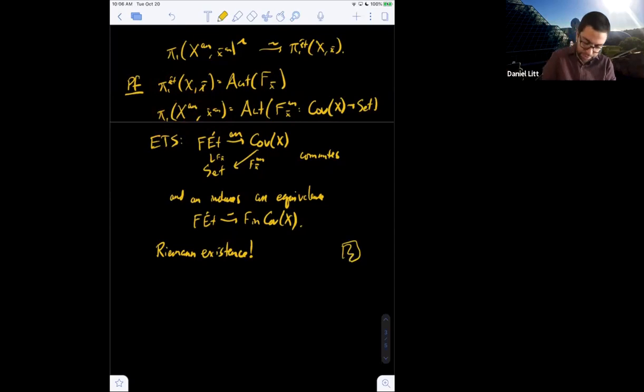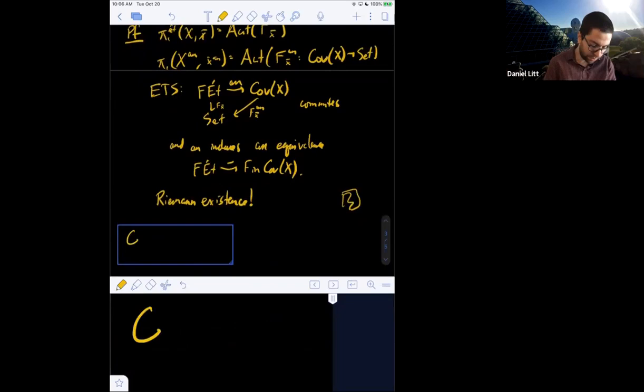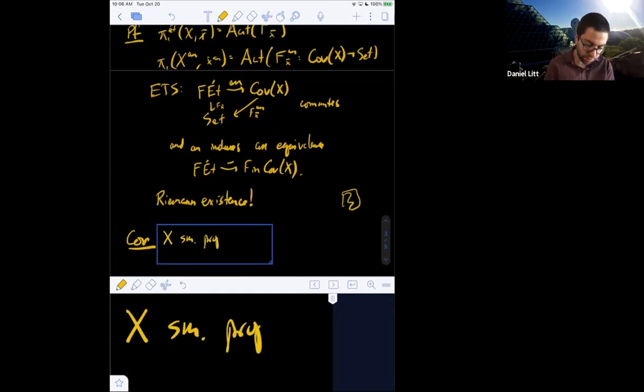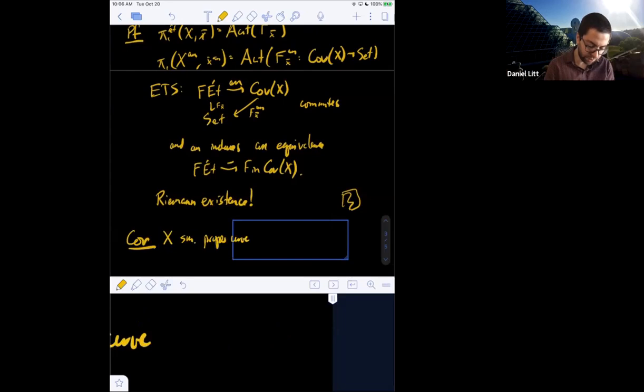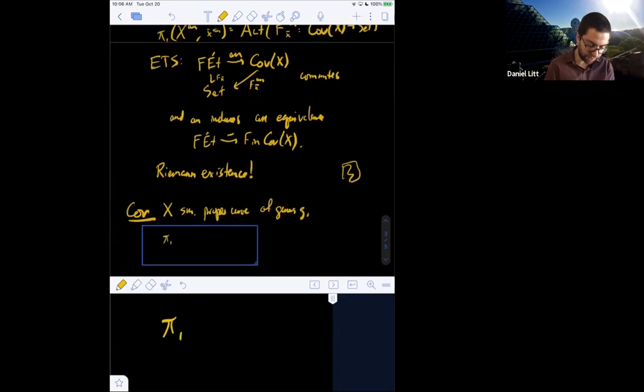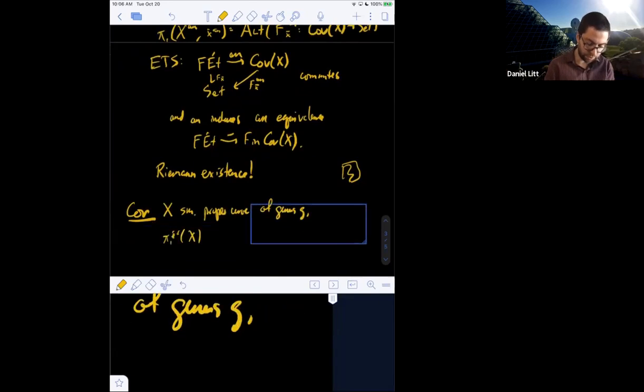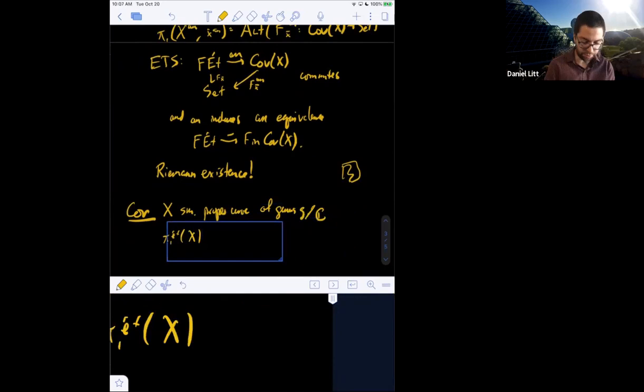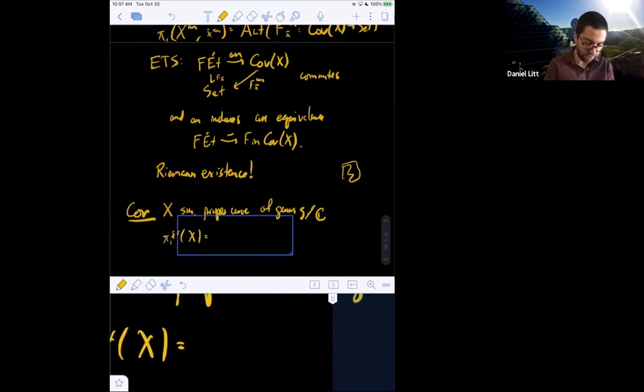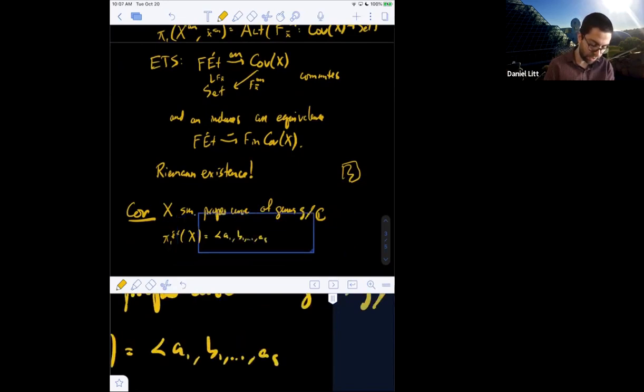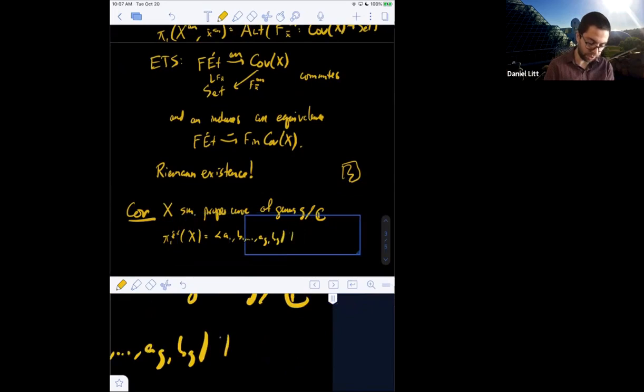All right, so this leads us as a corollary to a lot of computations. So for example, if X is a smooth proper curve of genus g over the complex numbers, the étale fundamental group of X is generated by elements a1, b1 through ag, bg, subject to the relation that the product of the commutators equals 1.